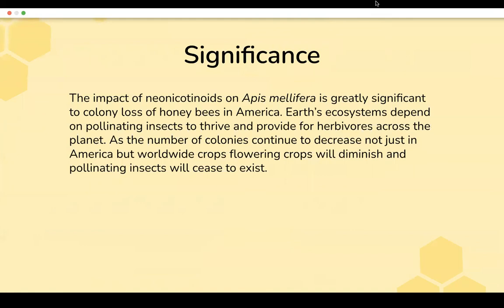The impact of neonicotinoids on Apis mellifera is greatly significant to colony loss of honeybees in America. Earth's ecosystems depend on pollinating insects to thrive and provide for herbivores across the planet. As the number of colonies continue to decrease, not just in America, but worldwide, flowering crops will diminish and pollinating insects will cease to exist.